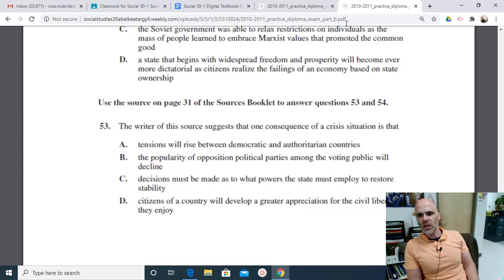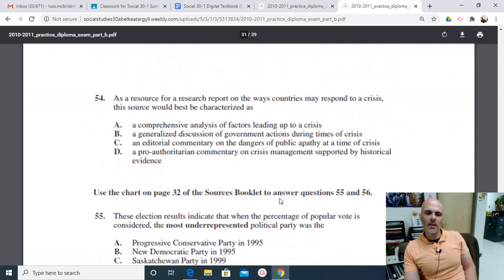The writer of this source suggests that one consequence of a crisis situation is that tensions will rise between governments? No, it didn't talk about that. Popularity of minority groups, like official political parties, will decline. Didn't talk about that. Hey, I got a 50% chance. Citizens of a country will develop a greater appreciation. Or decisions must be made as to what powers the state must employ. Well, it seems like they were talking about dictatorships can do this better than non-dictatorships. What freedoms must people have? What powers must the state have? I'm going to go with C on that one. Don't make me read it again.